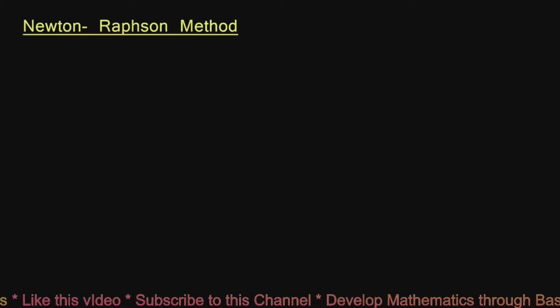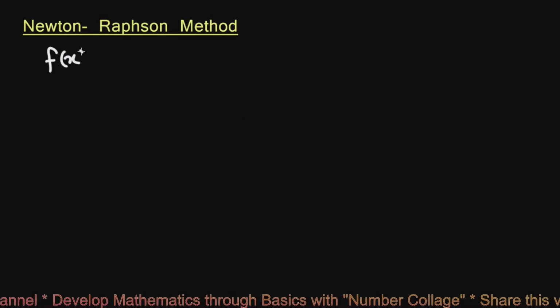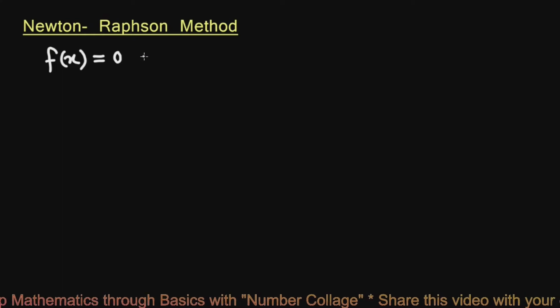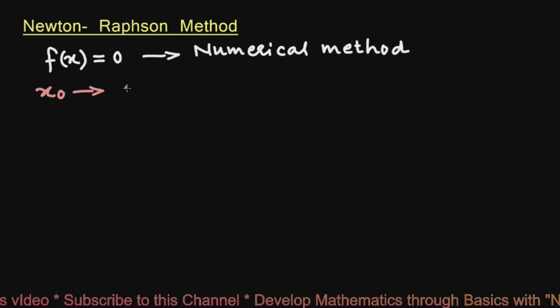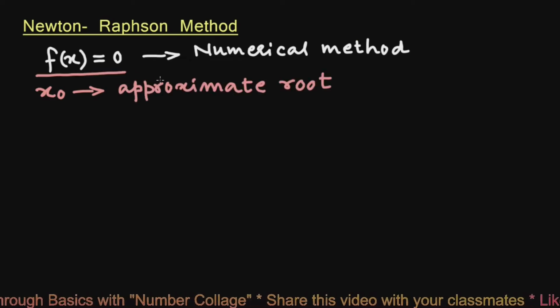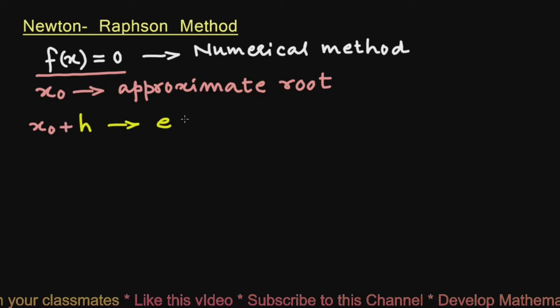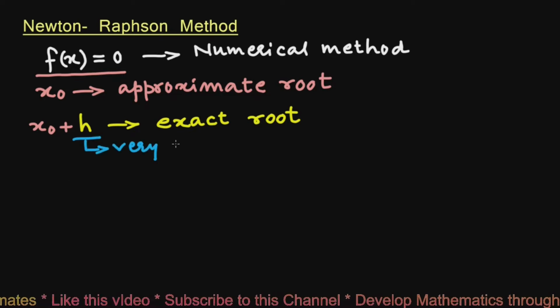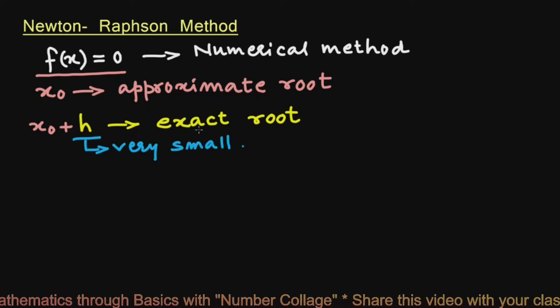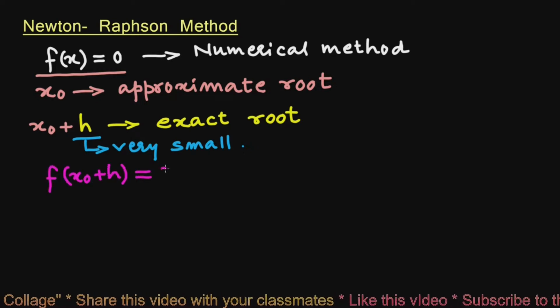In this video, we are going to discuss the Newton Raphson method of solving algebraic equations of the type f(x) equals 0 by numerical method. Suppose x0 is the approximate root of this algebraic equation and let x0 plus h be the exact root of this equation, where this h is very small. If x0 plus h is the exact root, then we write f of (x0 plus h) equals 0.